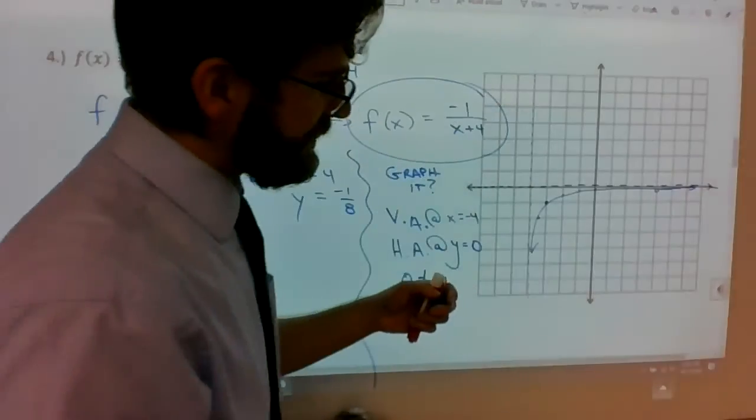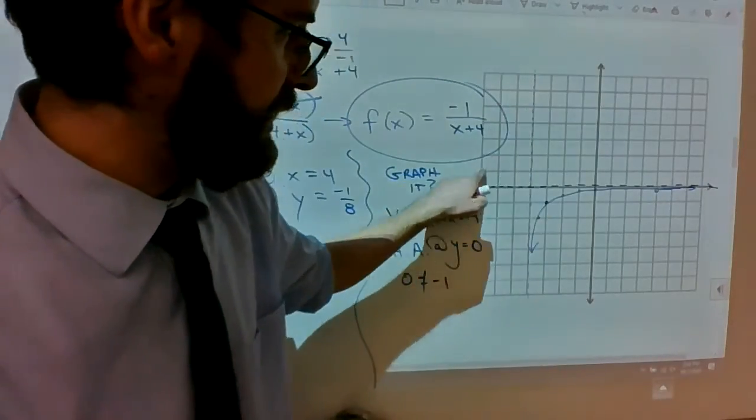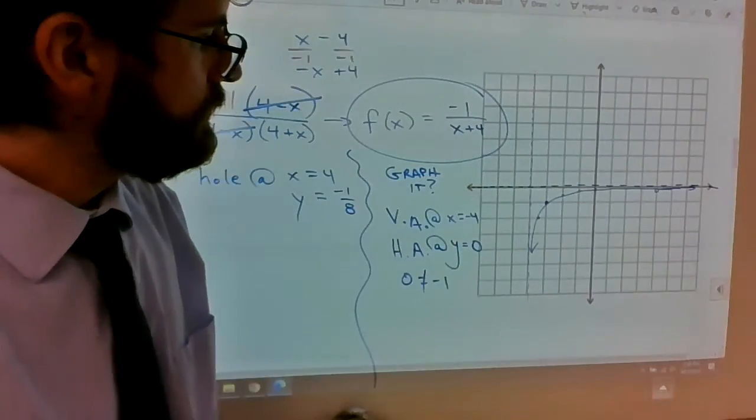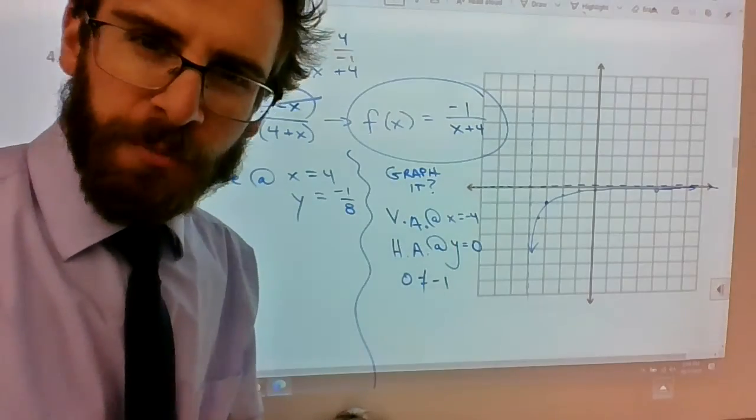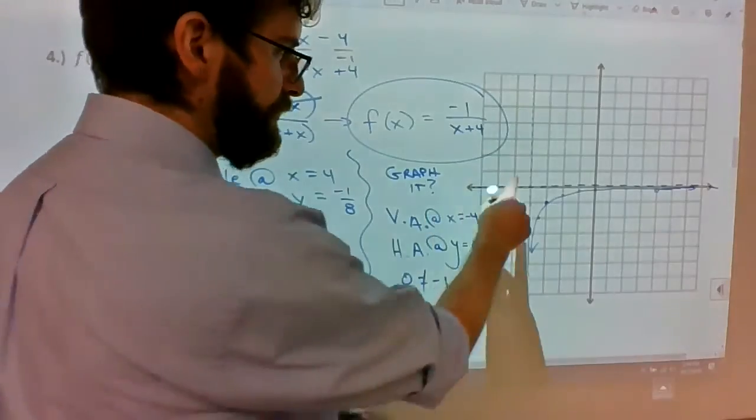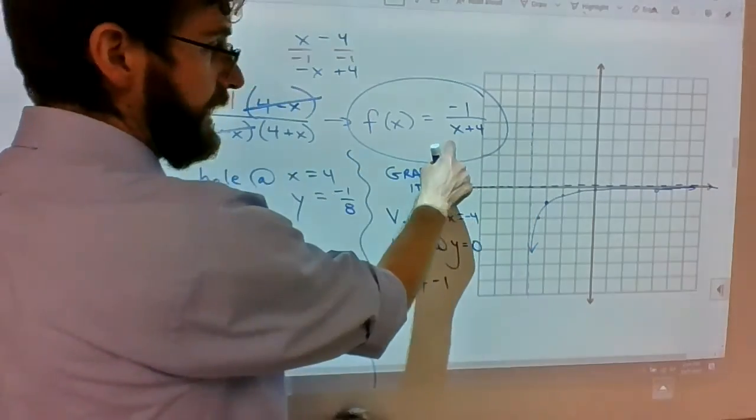And then you could probably expect that this is going to be where the other part of the curve is. Don't assume, though. Make sure you check some points. So if you plug in -5, you're going to get +1.